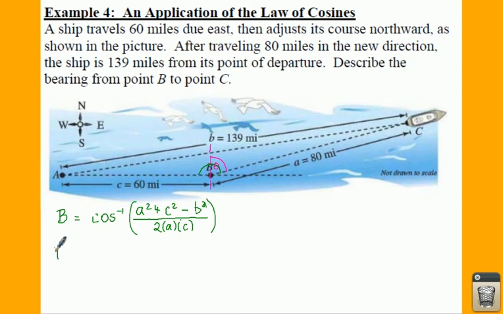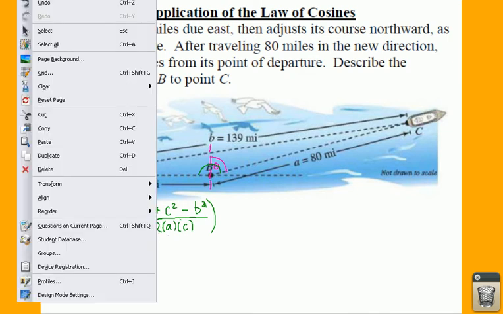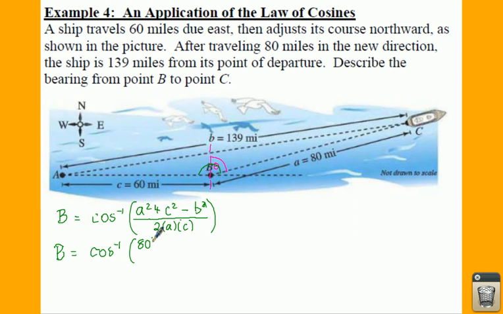So if we say angle B is the arc cosine of a squared, which is 80 squared, plus 60 squared, minus 139 squared, all over 2 times 80 times 60. And that should give us an angle measure of, let's just plug this in our calculator here.